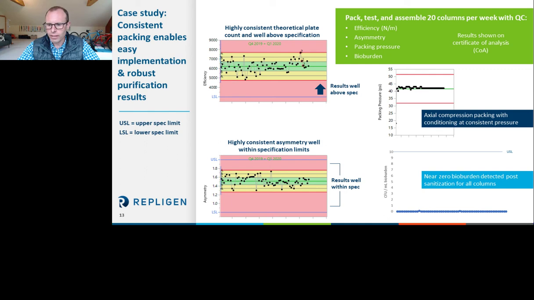Importantly, this particular resin needed axial compression packing, which we were able to do. And after that axial compression, where the flow distributor consolidates the beads at the target bed height, we conditioned the columns to a very consistent target packing pressure, as you can see, just above 4 psi. And this led to consistently packed columns that could be relied on by the customer. And then lastly, of course, after packing, there's a sanitization step. And as you can see, there's near zero bioburden detected post-sanitization for all columns.